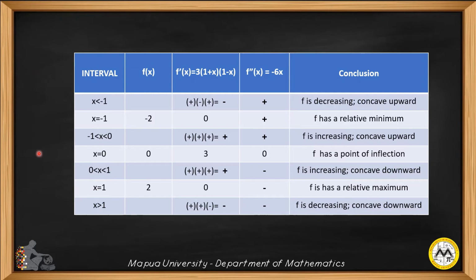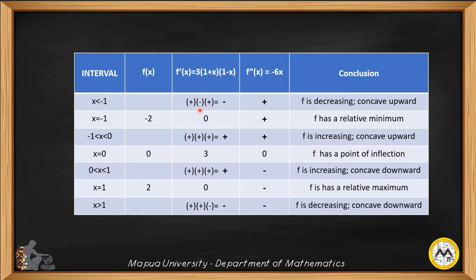So for x values that are less than -1, f prime of x will be with negative value. Of course, the factor 3 will always be positive, and when x is less than -1, the factor 1 plus x will be negative.